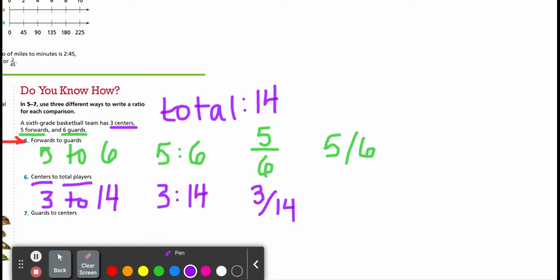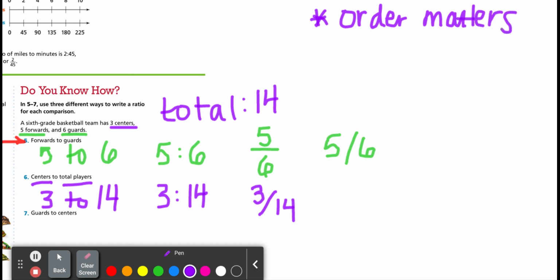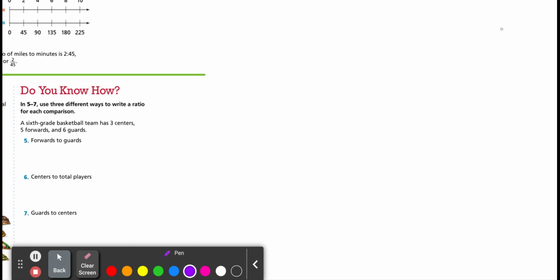Also, I want to remind you that order matters with ratios. So if you did not write 3 before 14, that's wrong. The most important part of the ratios is that order matters. Whatever way that the words are written in the problem, in the question, is how you need to write your ratio. So for number 7, it says guards to centers.